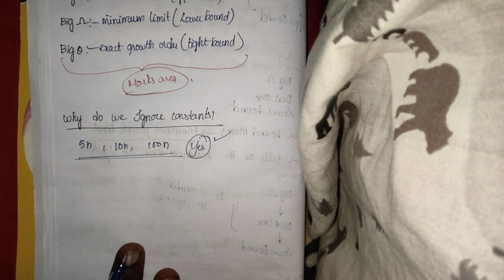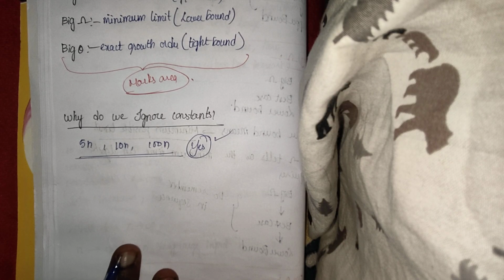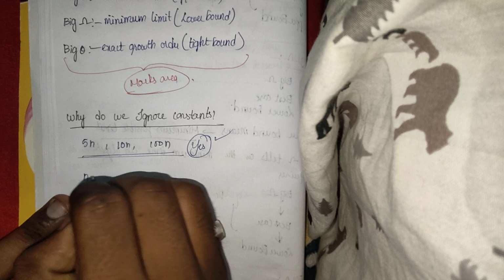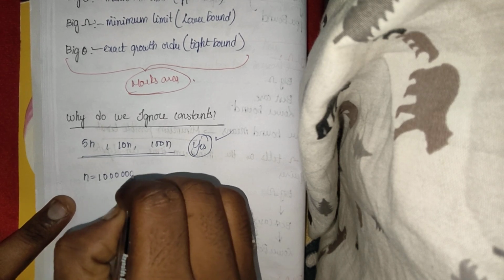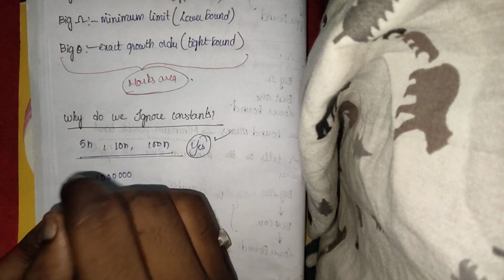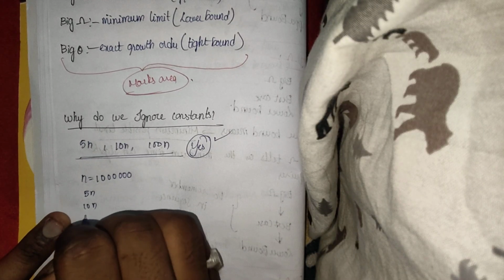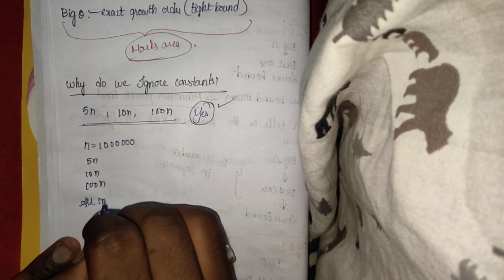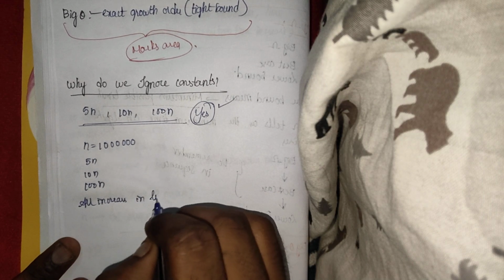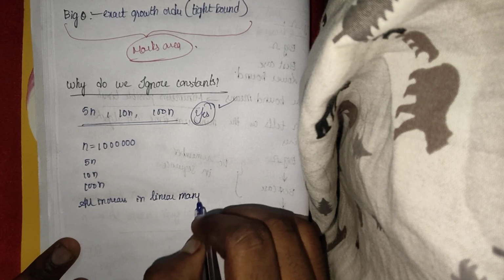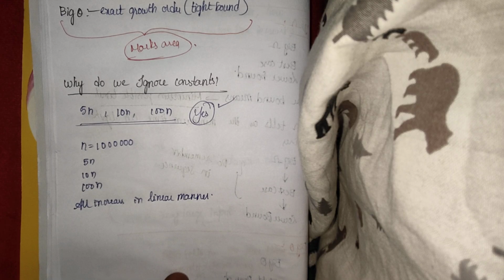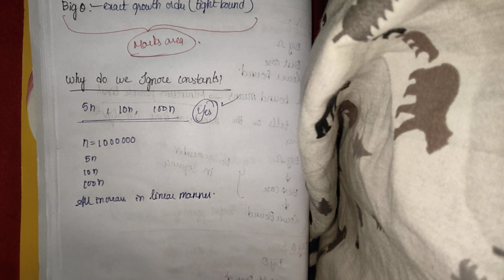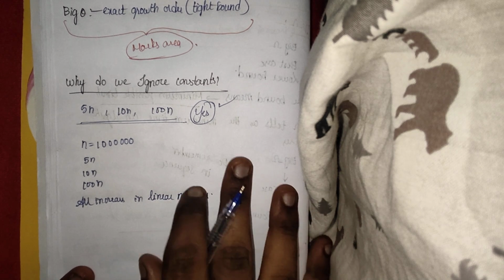Suppose n is equal to 10 lakhs. Here 5n, 10n and 100n all increase in a linear manner. All increase in a linear manner. The pattern of growth remains the same. Hope you observe that. Therefore, constants are ignored. So this is the reason constants are ignored.